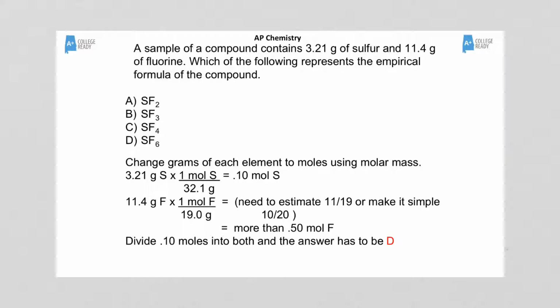The next part of the rhyme says divide by smallest. So obviously the sulfur moles are smaller. I would divide that into both of those values. So sulfur in the formula would have to have a subscript of 1. You're going to notice all the answers have that. But then just knowing that the answer would be 0.1 into a number greater than 0.5. Notice there's not even a subscript that is a 5, so our answer would have to be D, because it would be closer to 0.6.